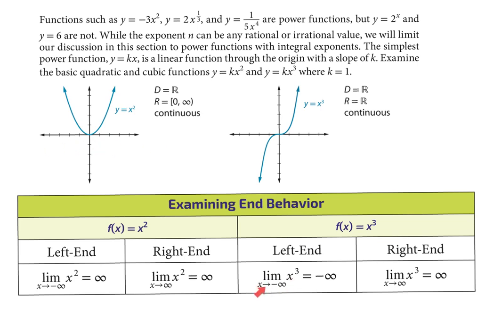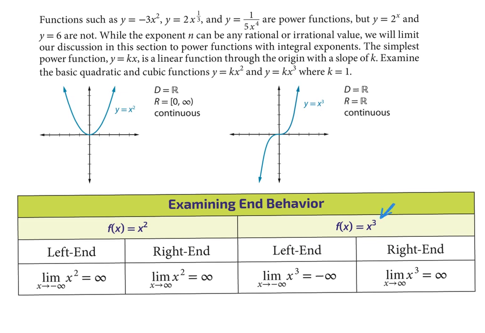Same thing here. As x goes to the negative, I'm going down, negative infinity. As x goes towards the positive, I'm going up, positive infinity. And that's what will always happen with functions that have an even degree or functions that have an odd degree. This right here.